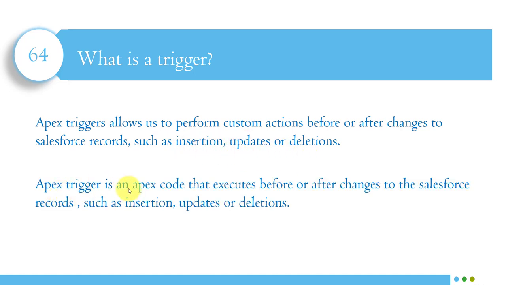Apex trigger is Apex code. It is very much similar to Apex code that executes before or after changes to the Salesforce record, such as insertion, updation, or deletion. It is similar to Apex code, but there are a few methods which will only run in a trigger. You cannot write those in an Apex class. We'll come to that point. But yes, Salesforce uses an almost similar kind of language for triggers.